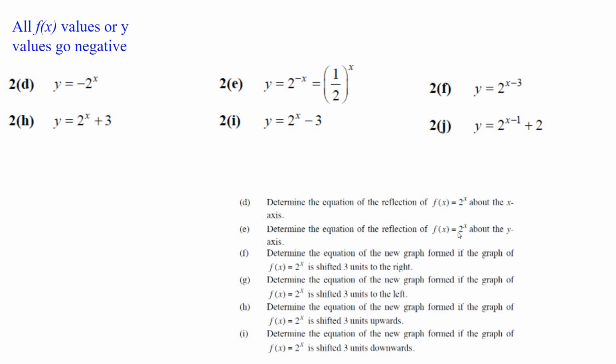Determine the equation of the reflection about the y-axis. Well, we just make the x go negative. And oh, that's a half to the x. That's what flips it across. That's what makes it go the other way. All the x values change sign.